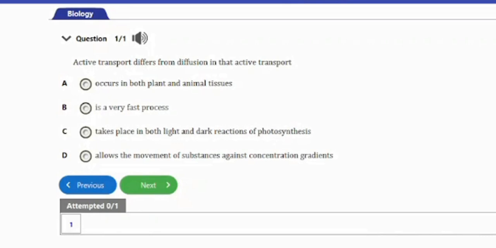Active transport actually allows the movement of substances against concentration gradients, and here energy is used. So that's it for that question, and this is where we'll end this video for today.